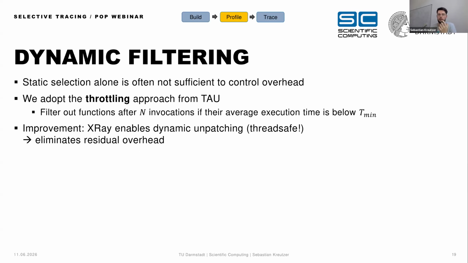In Tau, this filtering is done in the runtime handling system, the event handling system, so there's still residual overhead. What we can do with our system using X-Ray is dynamically unpatch these functions, which is thread safe and therefore does not incur any synchronization blocks or something like that. And this then fully eliminates residual overhead.